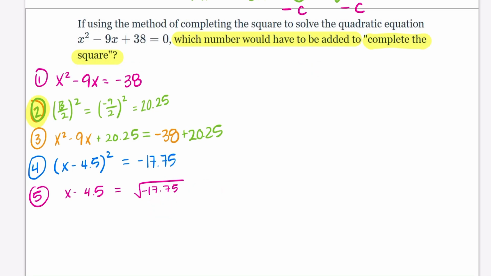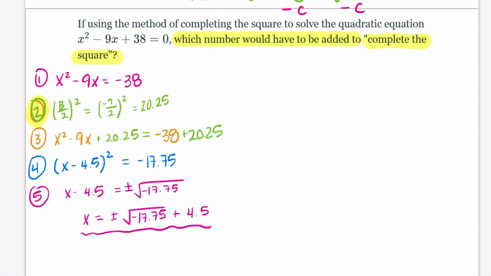But one more step, we need to add 4.5 to both sides. So I get x equals, and I missed a step. This should be positive or negative, right? Because when we take the square root of something, the answer could be positive or could be negative, like 2 squared is 4, but also negative 2 squared is 4, for example. So we always got to say positive or negative. So x equals positive or negative square root of negative 17.75 plus 4.5. And this would be my final answer.